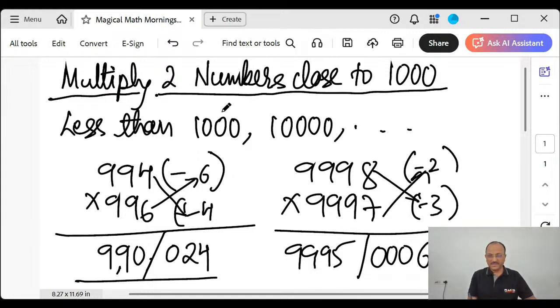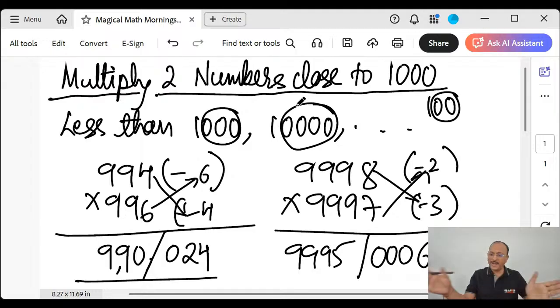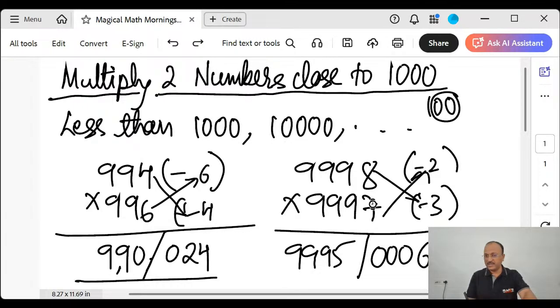See, whatever is the base. Yesterday we did for 100. We were checking for 2 zeros. Today we did for 1000, 3 zeros. 10,000, 4 zeros. 1 lakh means it should contain 5 digits. So whatever the digits that we have shortage, those we are going to fill with zeros. Is it clear?